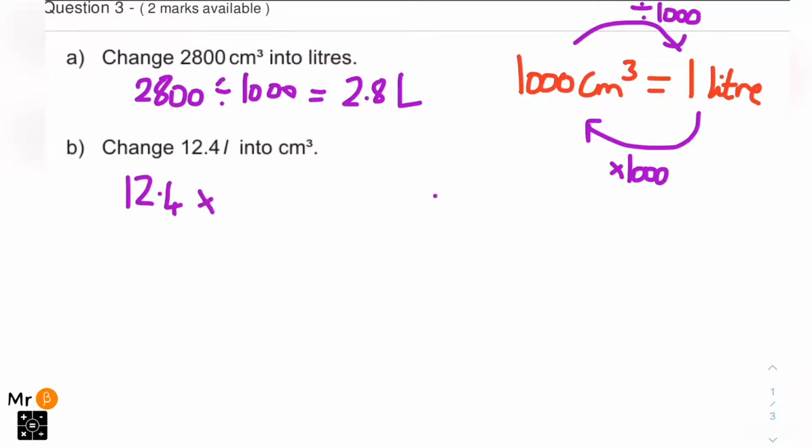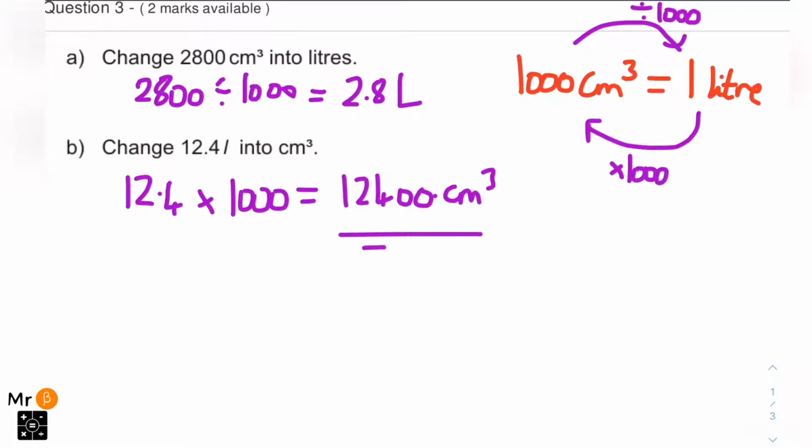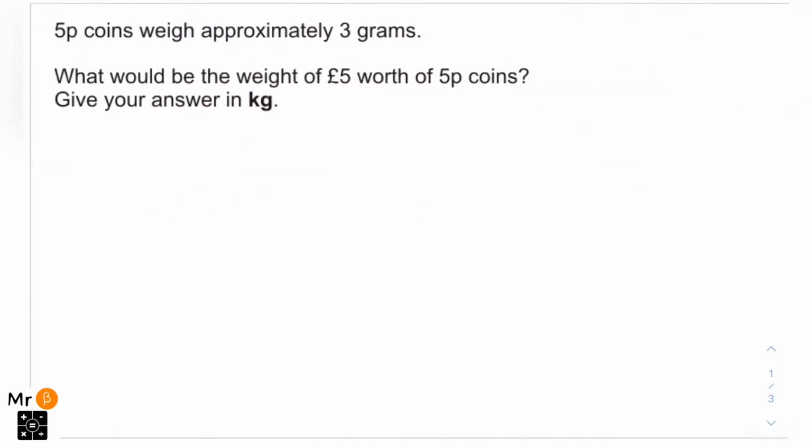Our next question, we need to times by 1000, and we would get 12,400 centimetres cubed.